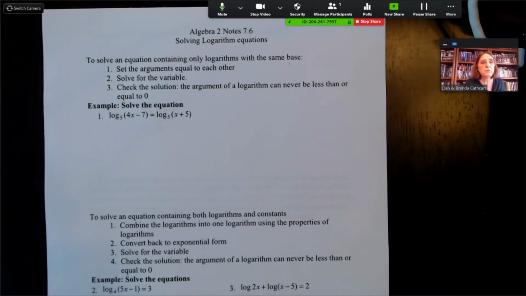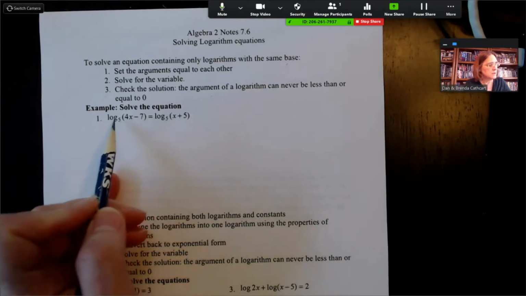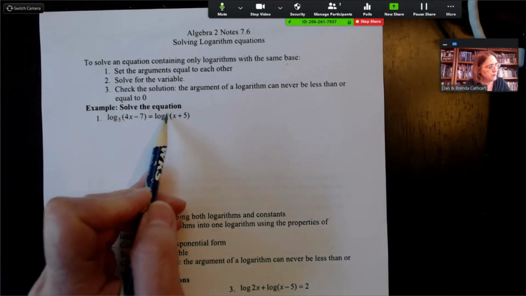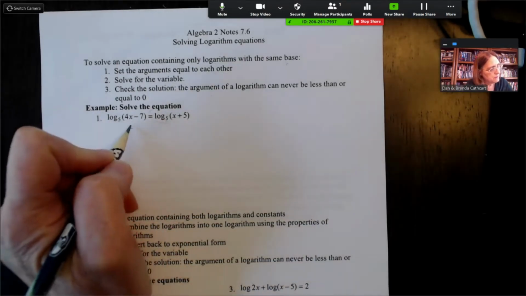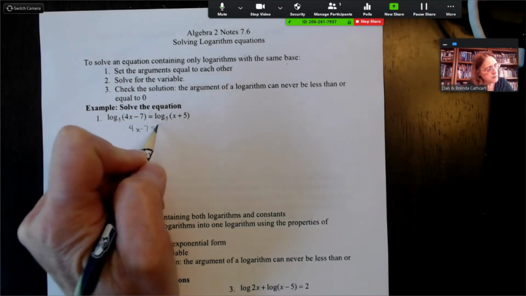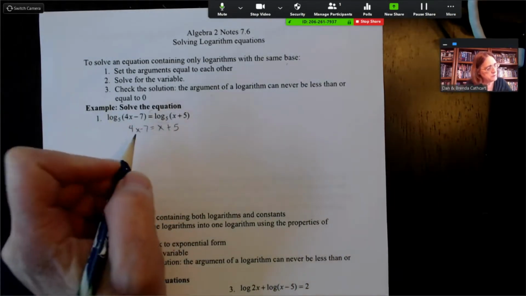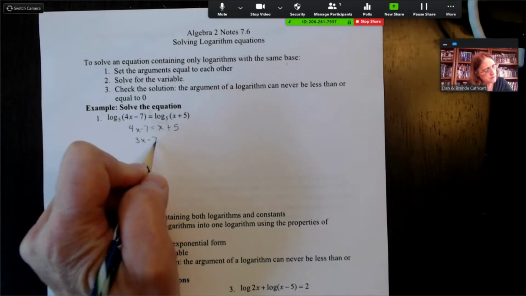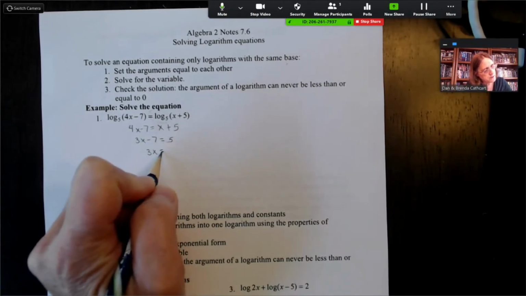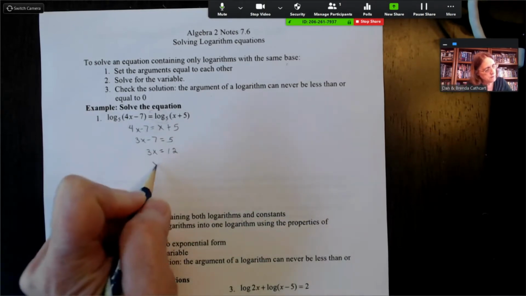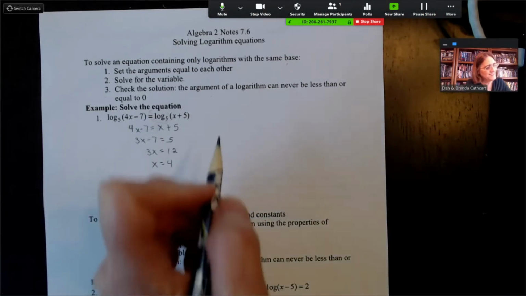In example number 1, we have a log, and they're both to the same base. Since the log base 5 on both sides is the same, the arguments must be equal. So 4x minus 7 must equal x plus 5. Solving that by subtracting x from both sides and then adding 7, we get 3x equals 12. So x is equal to 4. Not quite done yet. We need to check.